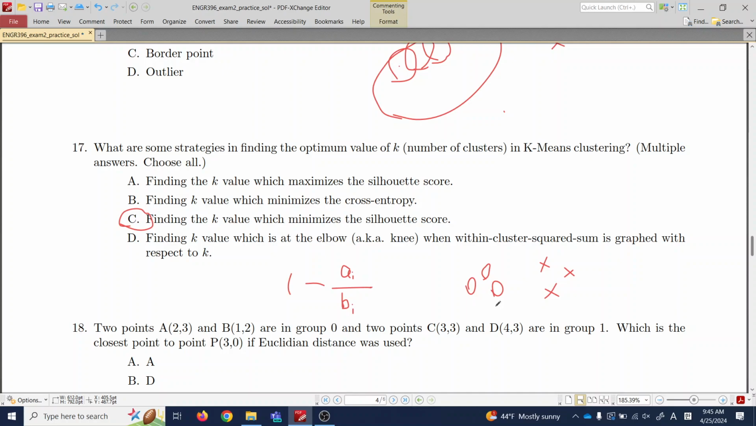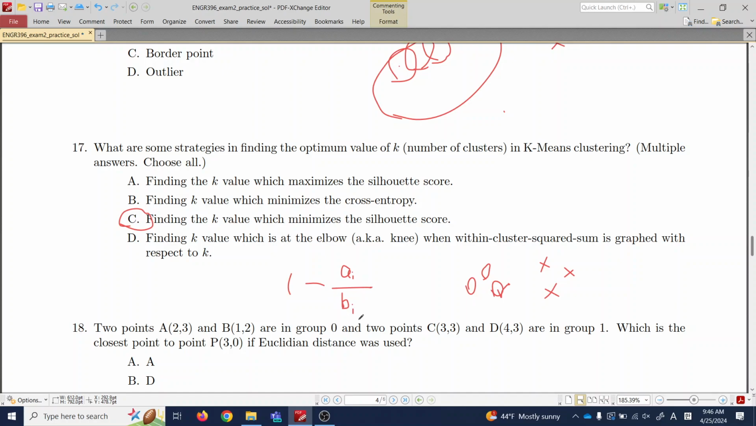Wait, you said b_i is the average distance between the x points? No. If you pick this point, then b_i is the distance between this point and items in the other class. So you take this distance, this distance, this distance, and take the average of those distances. And if it's really clustered well, you want b_i to be bigger than a_i, right? So the ideal case is b_i is much bigger. And the overall silhouette score is you compute this for every point in your clustering, and then you take the average, okay?